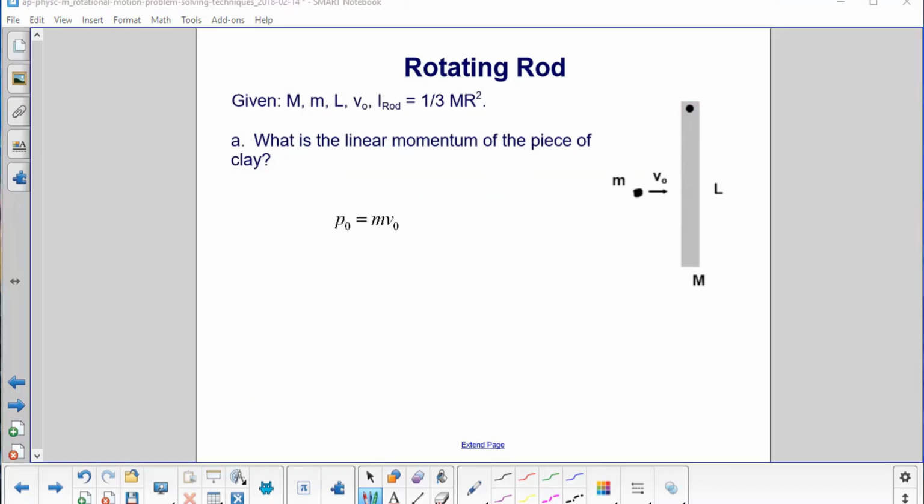What is the linear momentum of the piece of clay? Well, believe it or not, it's this simple. It's just P0 is mv0. And sometimes your AP C free response questions will be that easy.